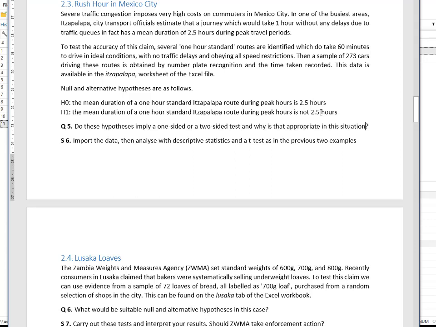it's not very good news that a 1 hour journey in Mexico City takes you 2.5 hours.